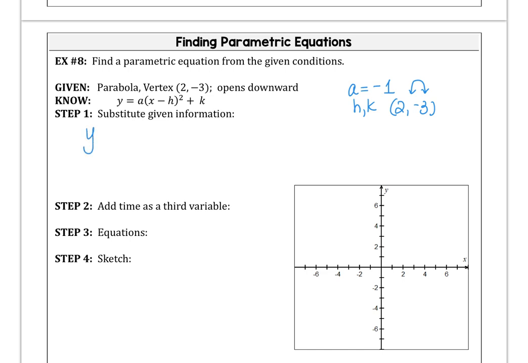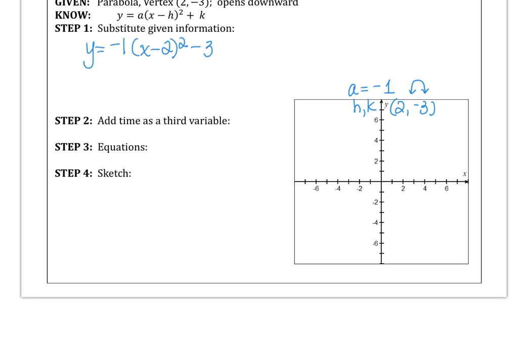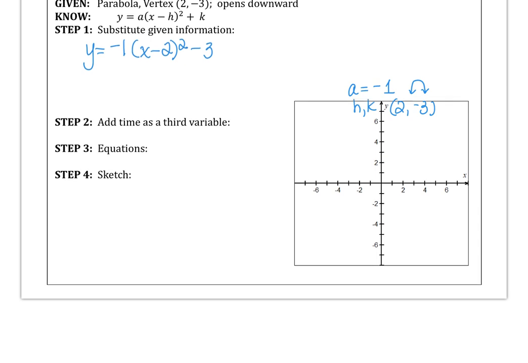So substituting into that general formula, we have -1 times the quantity x minus 2, squared, and the k value is down 3. If we add time as a third variable, then our equations could be x equals t and y equals -1 times t minus 2 squared, minus 3, for t greater than or equal to 0. So we can sketch that in the grid given to us at the right.